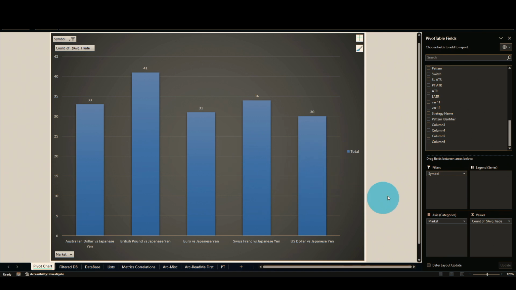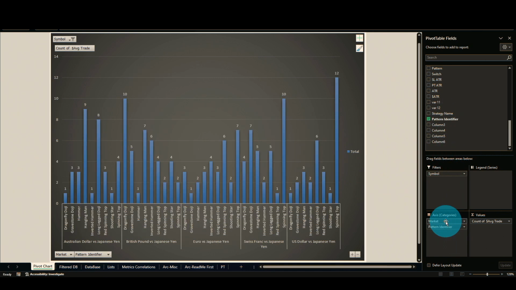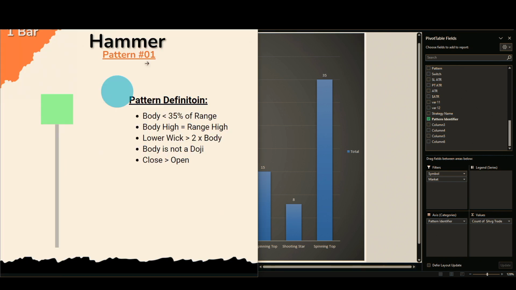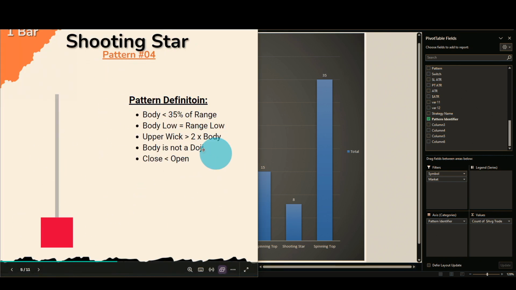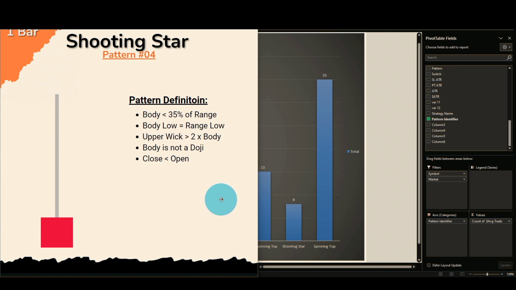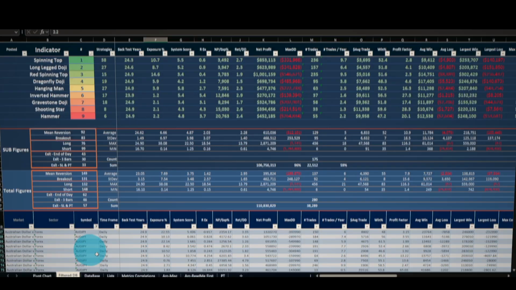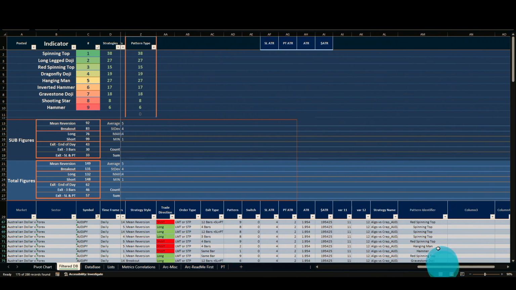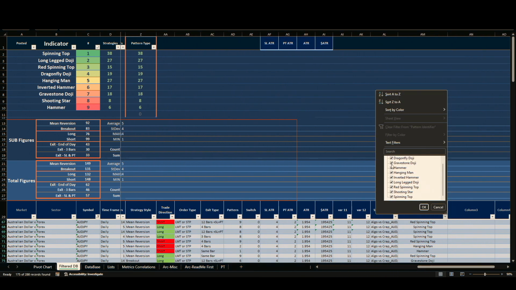And now let's identify the patterns. So let me bring the pattern identifier and put the market here. So again, we get more information here. So the spinning top is the best. Long-legged doji, hanging man. Actually, they are all good except for shooting star and the hammer. Remember, these are the first two patterns. So this is the hammer and this is the shooting star. So we don't want to use these patterns. So let's pick the spinning top. So these are all the Japanese yen pairs, and let's pick the spinning top pattern identifier.